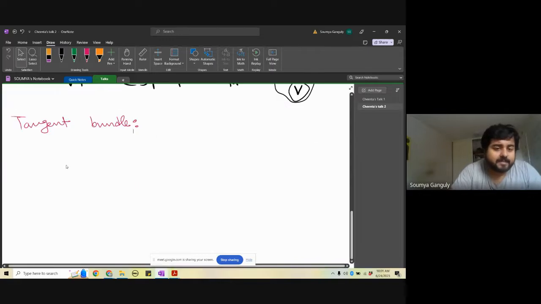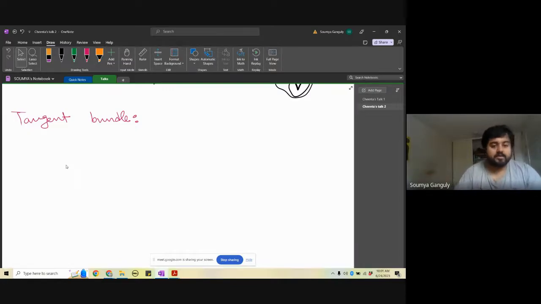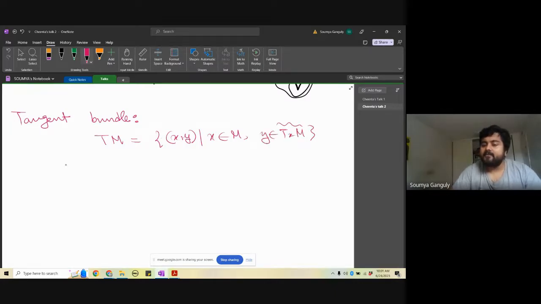So what is a tangent bundle? The tangent bundle for a manifold M is basically an ordered pair (x, y), where x is in M and y is in T_x M. Now, what do you mean by T_x M? It is the tangent space of M at x.